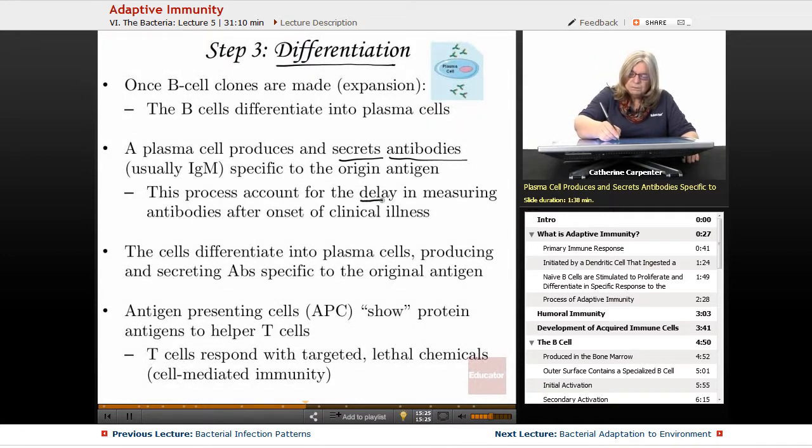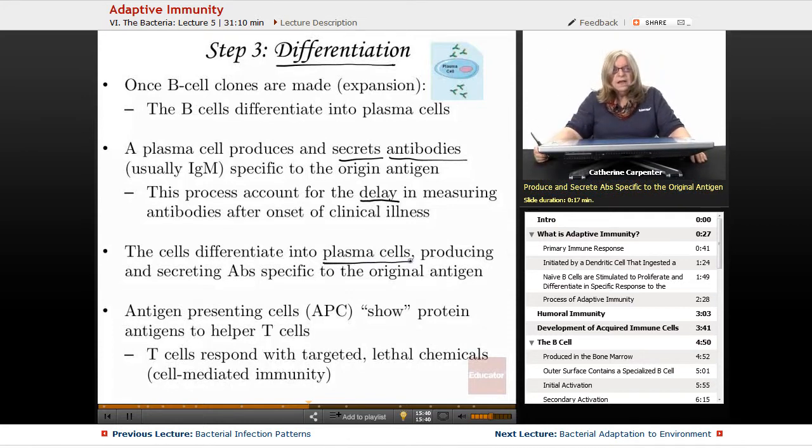So this process of taking the time that it needs to actually create this clone of B cells and then have the B cells differentiate can sometimes take that long. Now, these cells end up becoming plasma cells, and it's the plasma cells that secrete the antibodies that, remember, are specific to the original antigen.